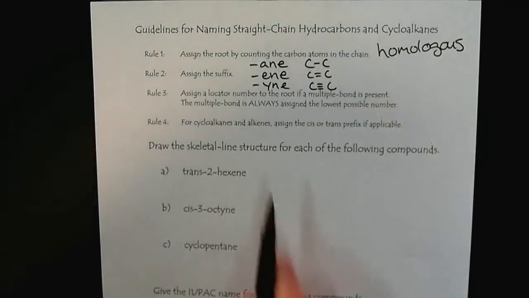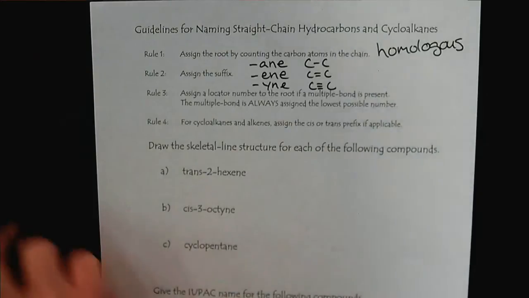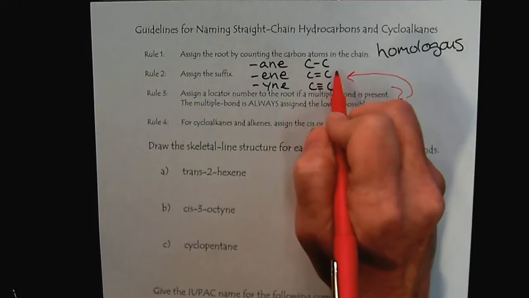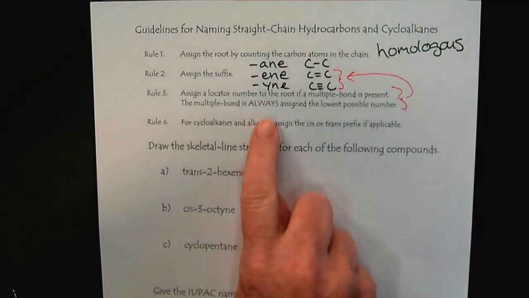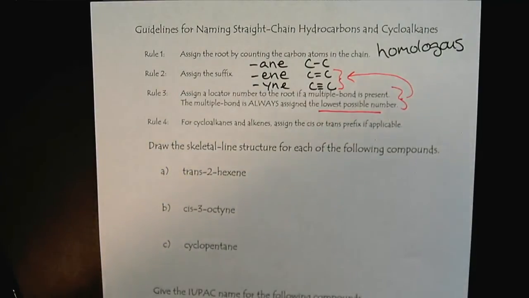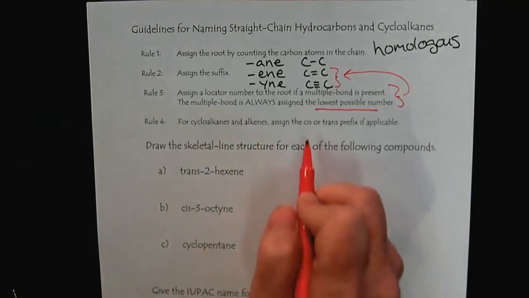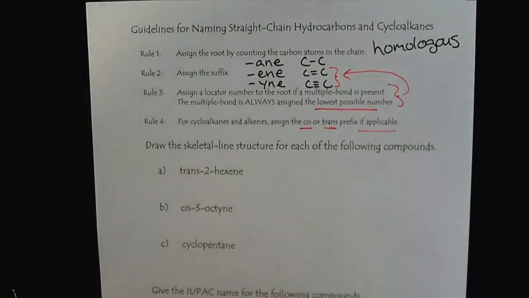Now, if there is a double or a triple bond, we have to tell everybody where it's at. So we will put a locator number in to tell everybody where the double and the triple bond are. It's important to note that when we're numbering the chain, we want to give the double or the triple bond the lowest possible number. And for cycloalkenes or alkenes, remember that it's possible to have a geometric isomer, and if we do, then we'll make sure to add that to the name.